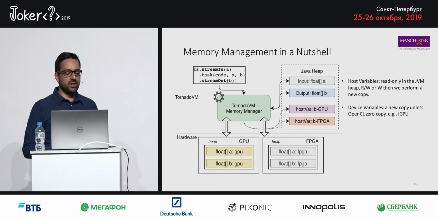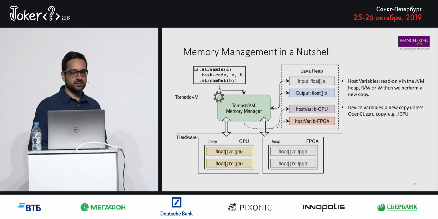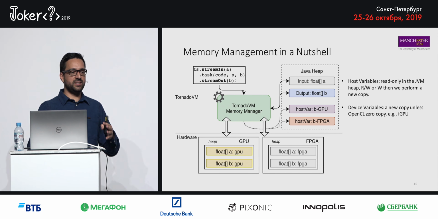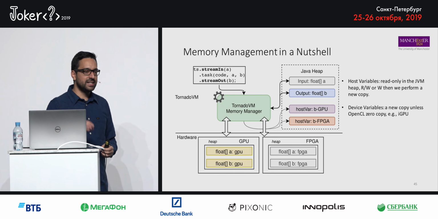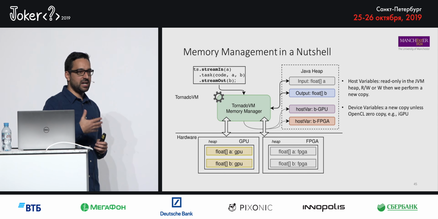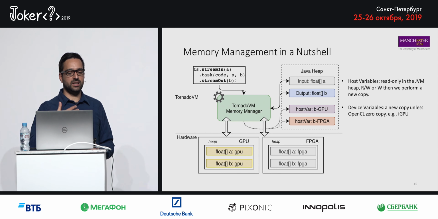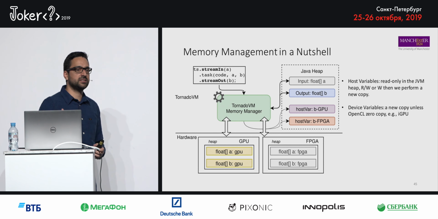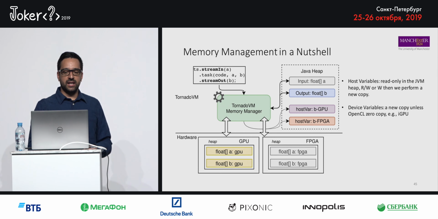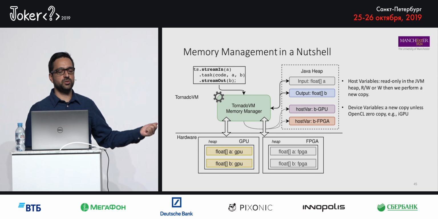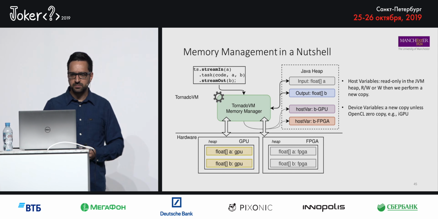Okay, so let me tell you a few things about memory management quickly. To talk about memory management, I would need another talk, but that's actually a very big component in Tornado, because JIT compilation is just one part of the equation. If you don't manage data appropriately, you don't get performance. So Tornado will take care of consistency and will take care of data transfers in a fast way for you. And what we do is, let's say you have 2 variables, A and B. A is used as an input, B is used as an output.